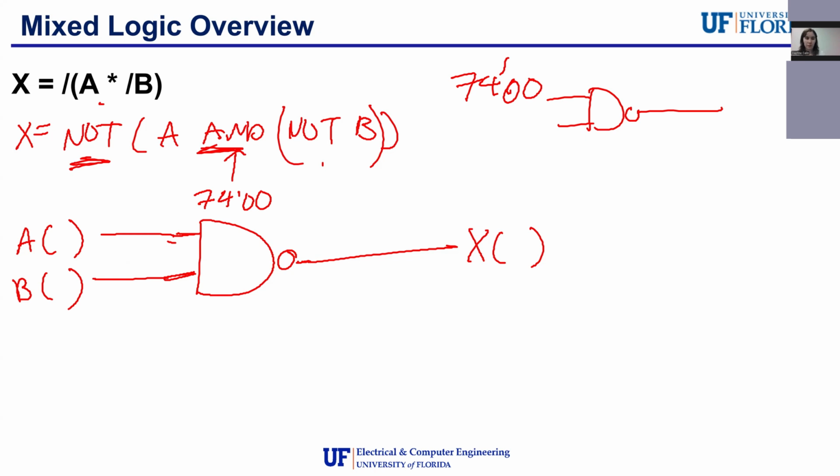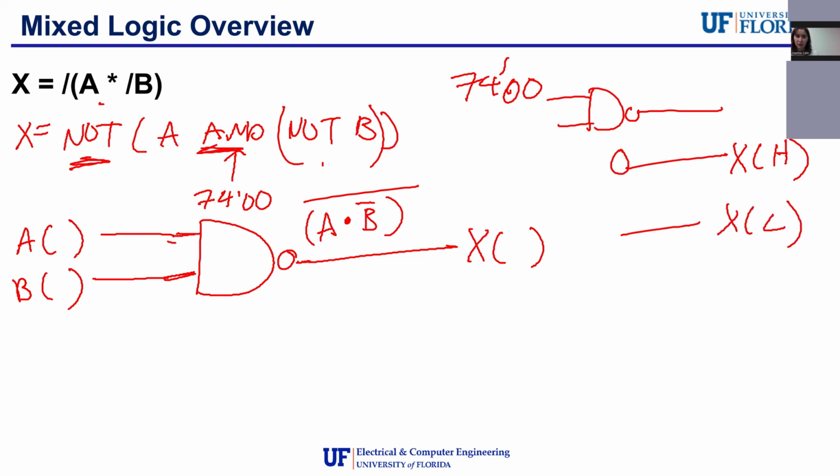If I want to output, wait, sorry. If I want to output not whatever is input into here, like not A and not B, in order to do that, I need a mismatch. A mismatch occurs when you have a bubble connected to active high, or when you don't have a bubble connected to active low.